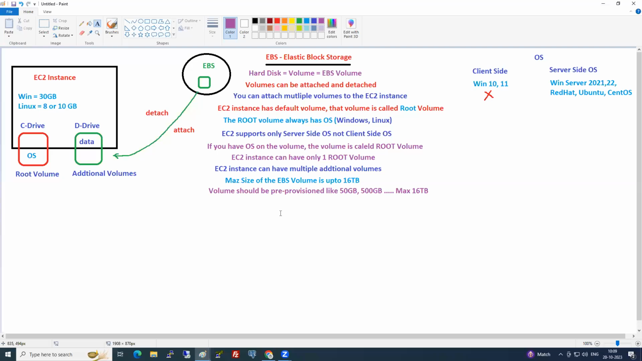Answer is yes, sir. Mixed feeling. Some people say yes, some people say no. Okay, I'll put the question like this. You have your laptop. You have a hard disk for your laptop. One hard disk can be attached to multiple laptops at the same time? No. So here also, no. One volume can be attached to only one EC2 instance at the same time. One-to-many is not possible. Only one-to-one.